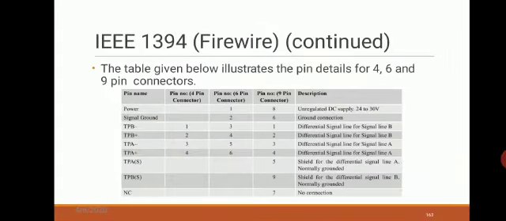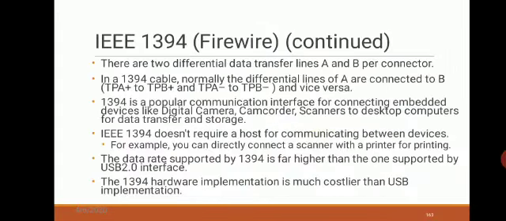So this is what is IEEE 1394. There are 2 differential data transfer lines, as I said earlier, A and B per connector. In a 1394 cable, normally the differential lines of A are connected to B and vice versa.